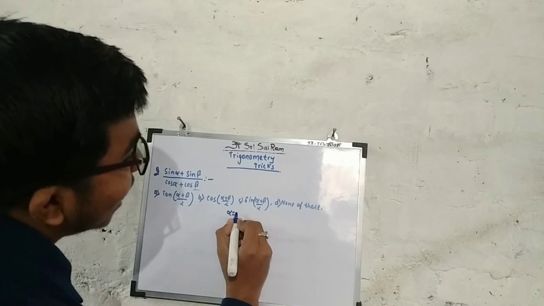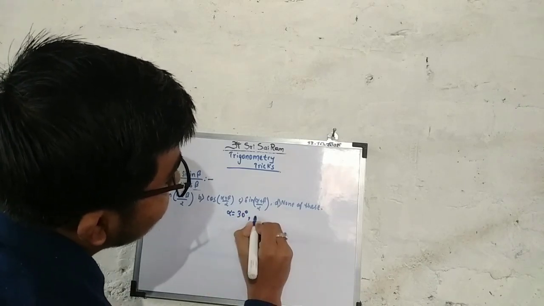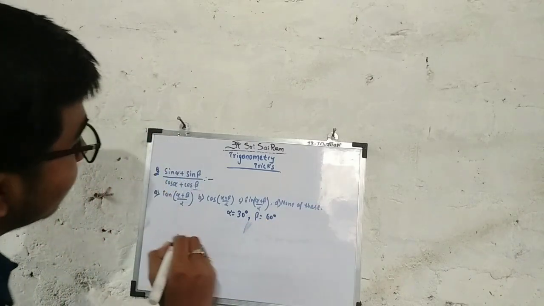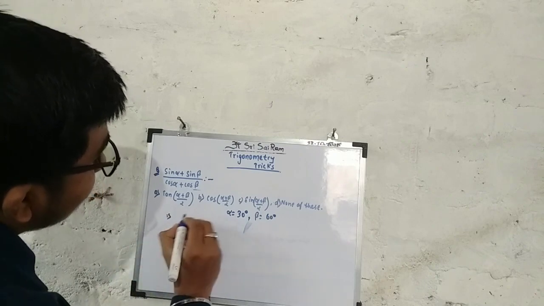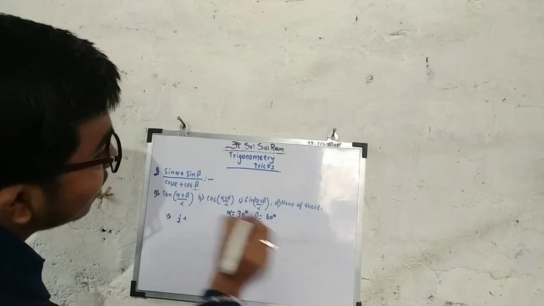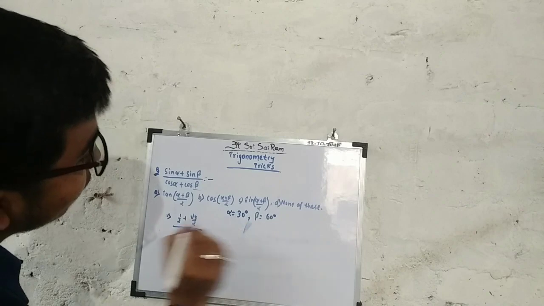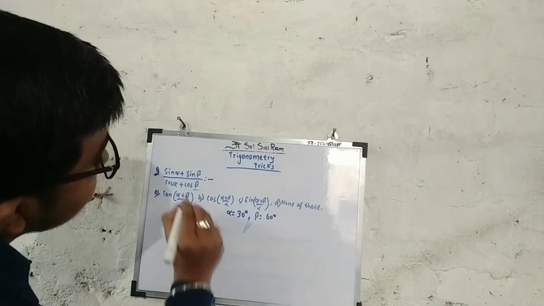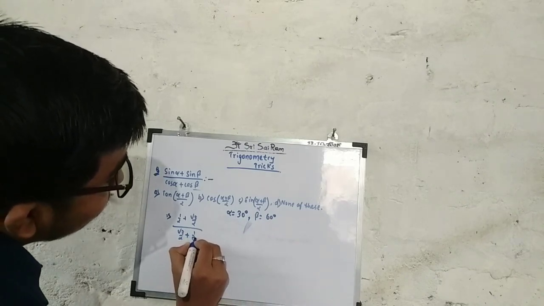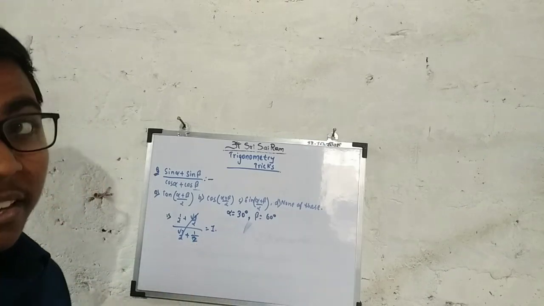So I let alpha is equal to 30 degrees and beta is equal to 60 degrees. Now if I put these angles, what will come? sin alpha is sin 30, which is 1 by 2, plus sin beta, sin 60 degrees, root 3 by 2. Same with cos alpha, root 3 by 2, plus cos beta, cos 60, that is 1 by 2. This could be cancelled and it will come as 1, right?